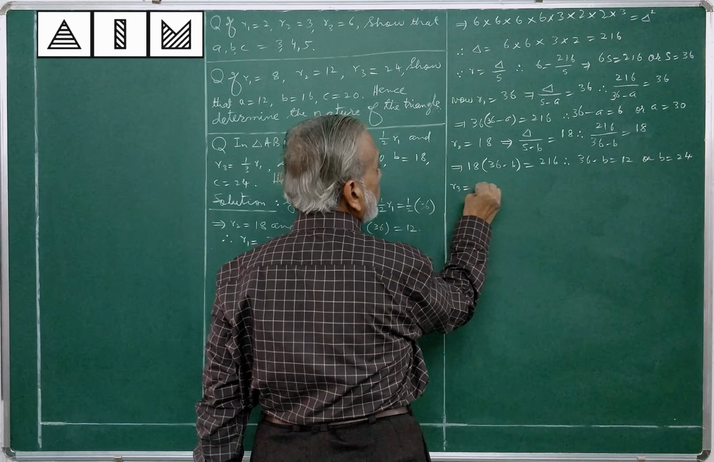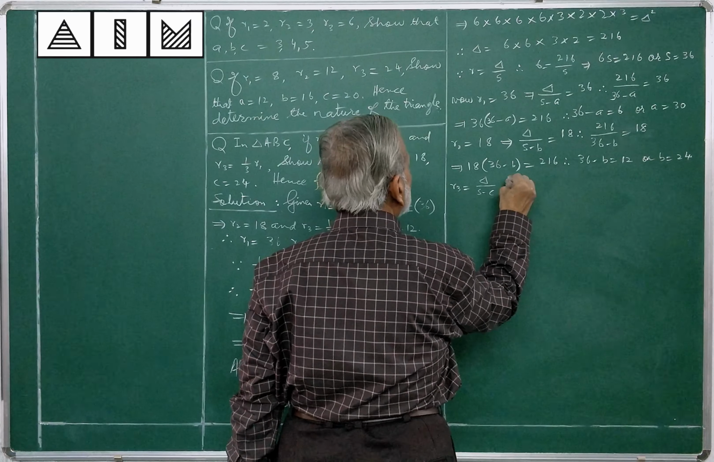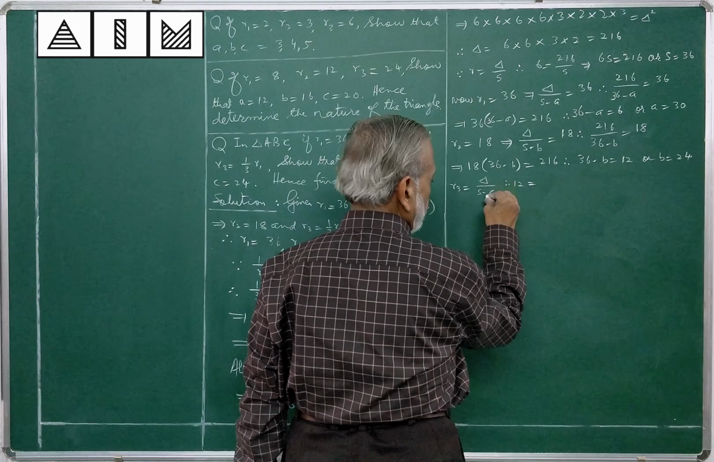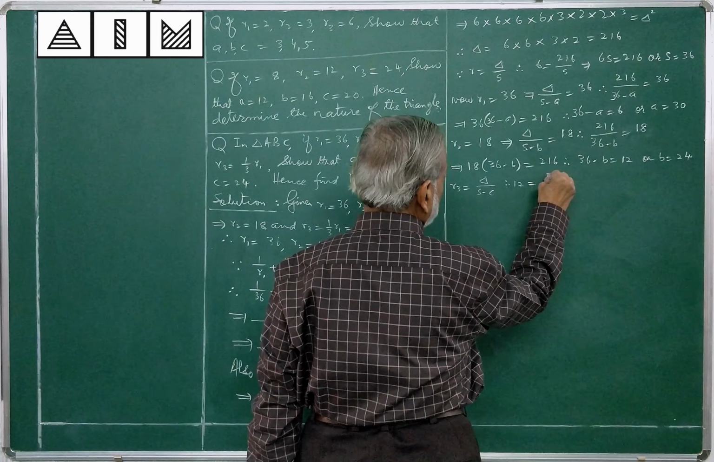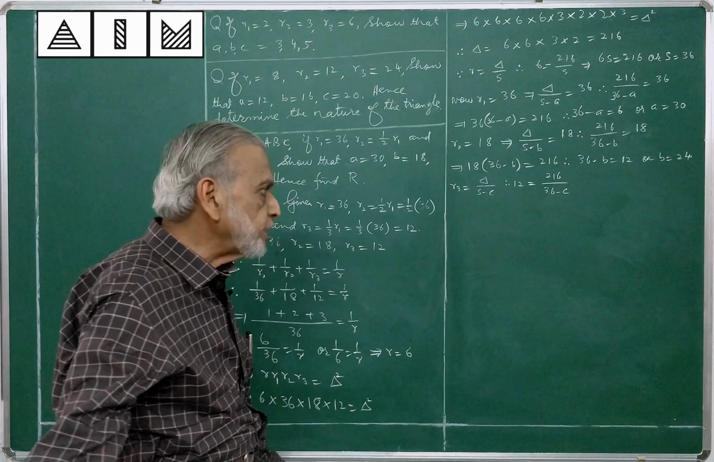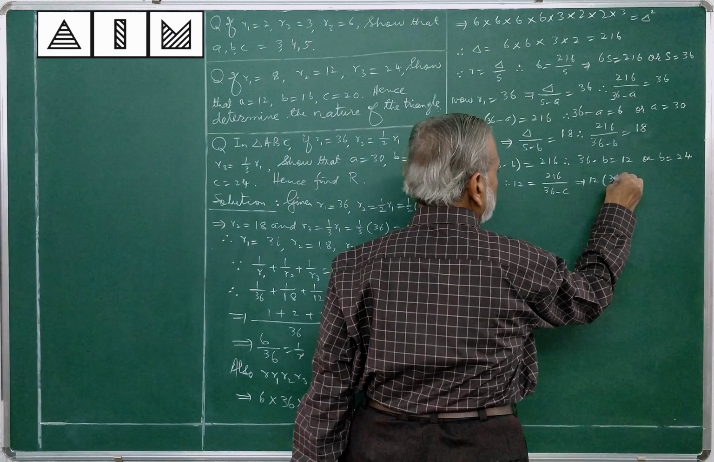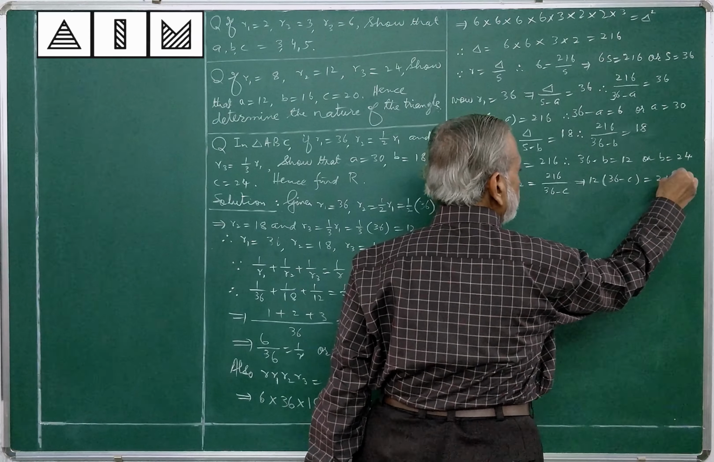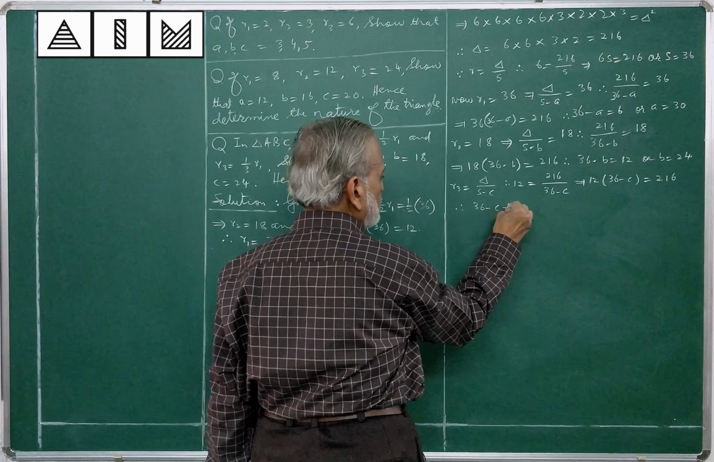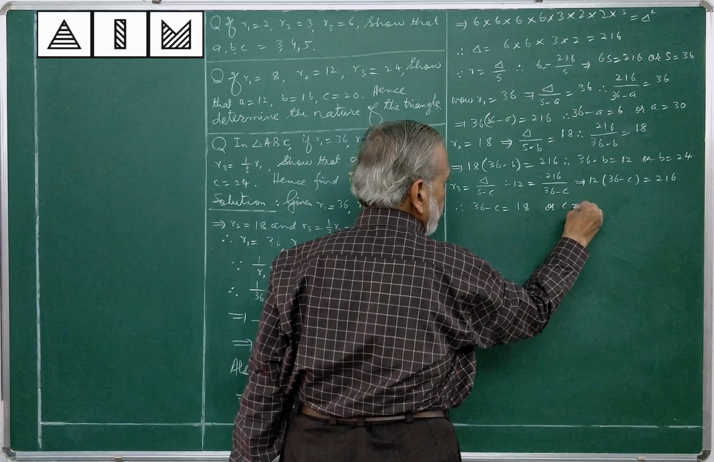R3 is equal to delta by S minus C. R3 is given 12, is equal to delta by S minus C. Delta is 216, S is 36 minus C. Proceed. Cross multiplication, 12 times 36 minus C is equal to 216, or 36 minus C is equal to 12 goes 18 times. This will give you C is equal to 18.